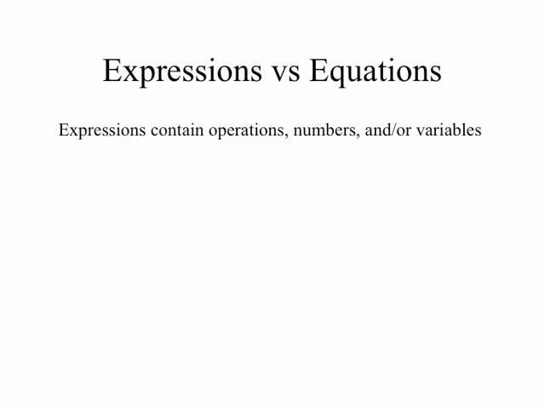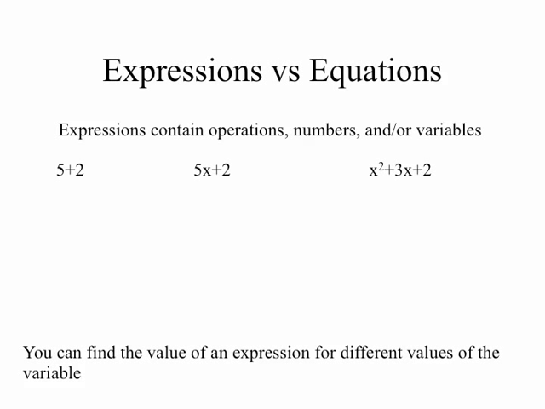Expressions contain operations, numbers, and/or variables. So a constant expression like 5 plus 2 contains only numbers. A variable expression like 5x plus 2 contains both constants, the number 2, and variable terms, the term that has the x in it. We can have even more complicated expressions like x squared plus 3x plus 2 that have multiple different mathematical operations, in this case both raising a variable up to a power, x squared, and adding and multiplying.